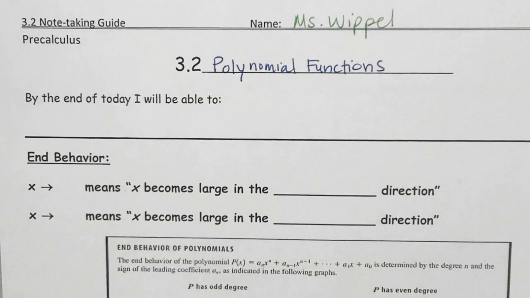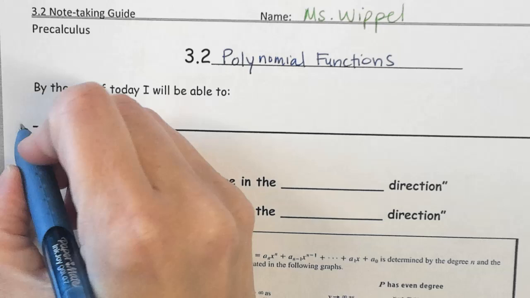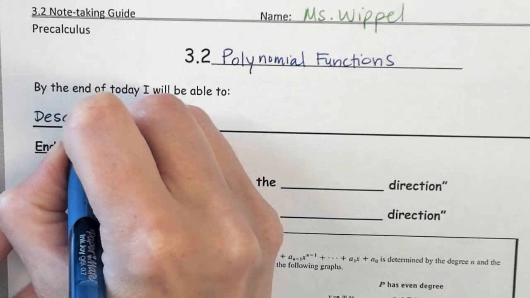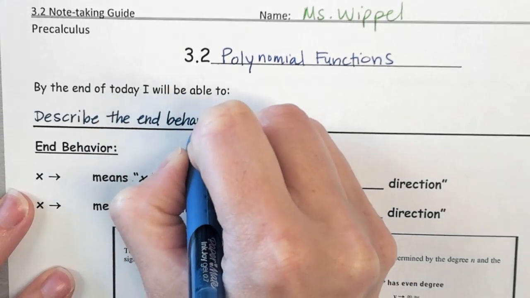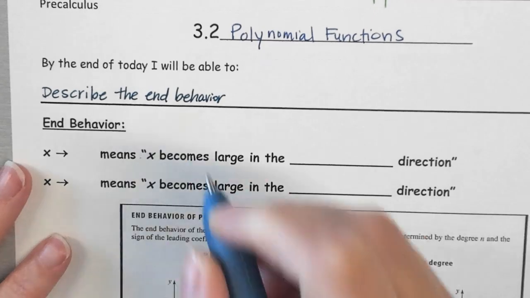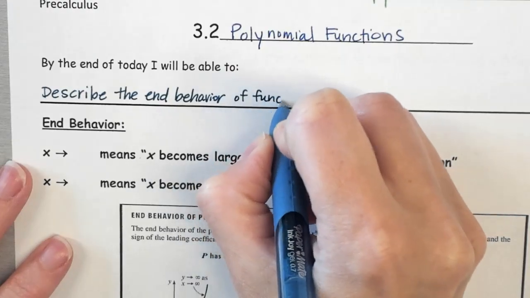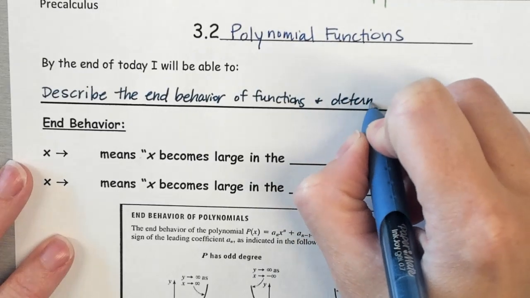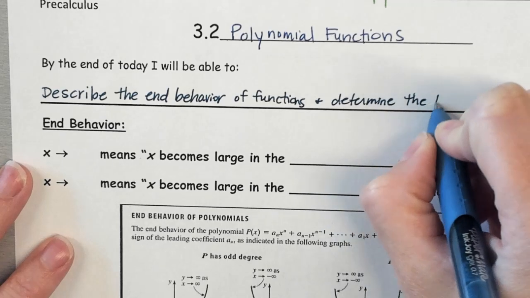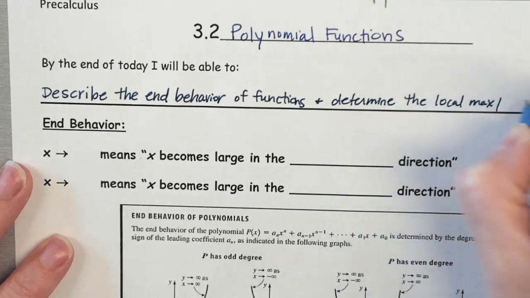Okay, so 3.2, we're going to look at polynomial functions. So more than just quadratics, we'll have cubic, quartic. I think you even saw a quintic on your preview packet when it has the degree 5. And we're going to describe the end behavior of functions. And we're going to determine the local max and min on a graph.